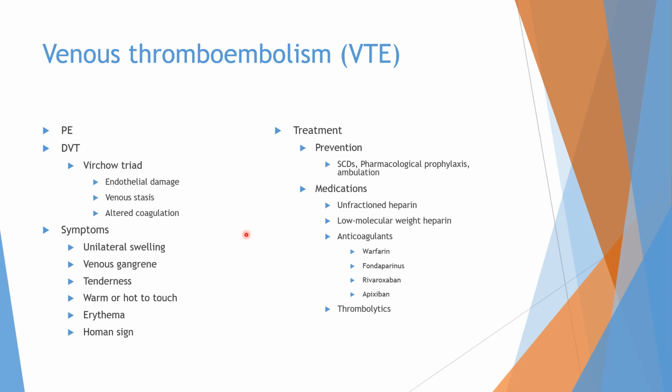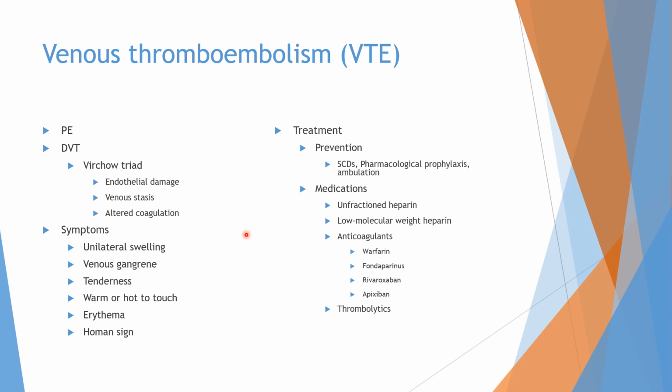Signs of a PE are going to be shortness of breath. We can see some EKG changes, hypoxia, tachycardia. We can see changes in our hemodynamics, such as hypotension, right? If we can't get blood through our lungs, it's not getting to our left ventricle very well.